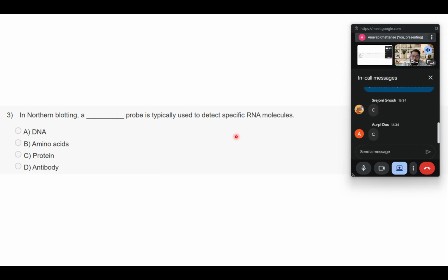Okay, moving on. In northern blotting, which is what you use to probe for RNA molecules, a blank probe is typically used to detect specific RNA molecules. The options are DNA, amino acids, proteins, or antibodies. Which of the following do you think is used to detect RNA molecules in northern blot? I will give you a second to think about it.